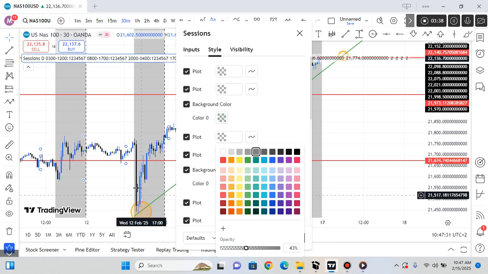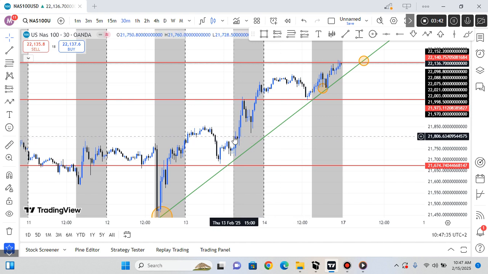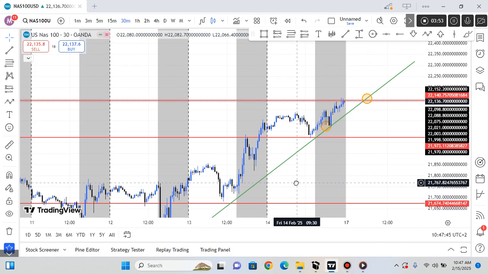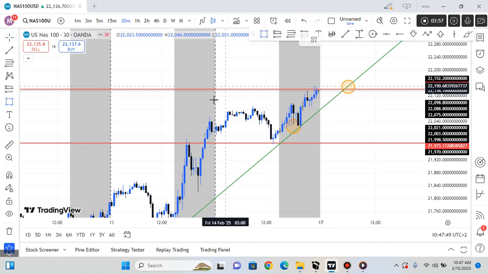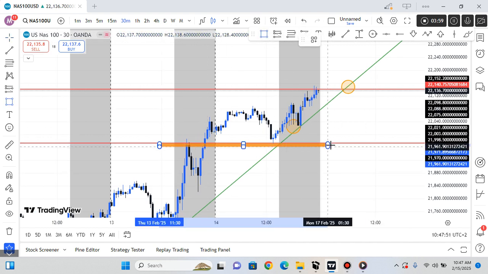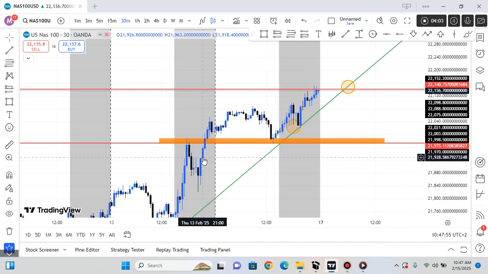Anything before New York, we can call it a sniper. So as you can see, from here, 3 o'clock until late, it is New York. Any high we find in between these gray lines is a bank zone. What am I talking about? I'm talking about something like this. You see right here, this is a bank zone. This is a bank zone.